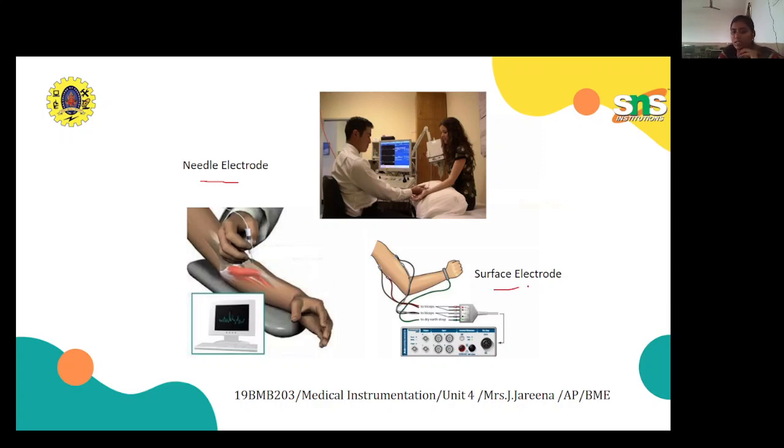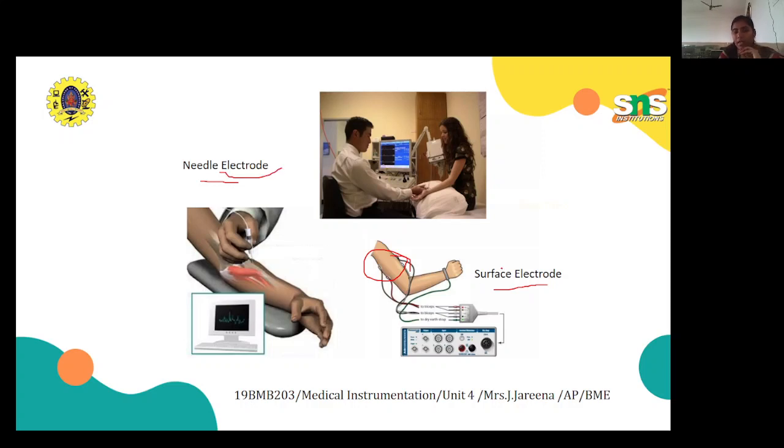Whereas a surface electrode, we are placing just over the surface of the body. So what can we measure here? We can measure only the average of the action potential which is generated over the surface of this particular targeted area. Okay, so this is the main difference between needle electrode and surface electrode.